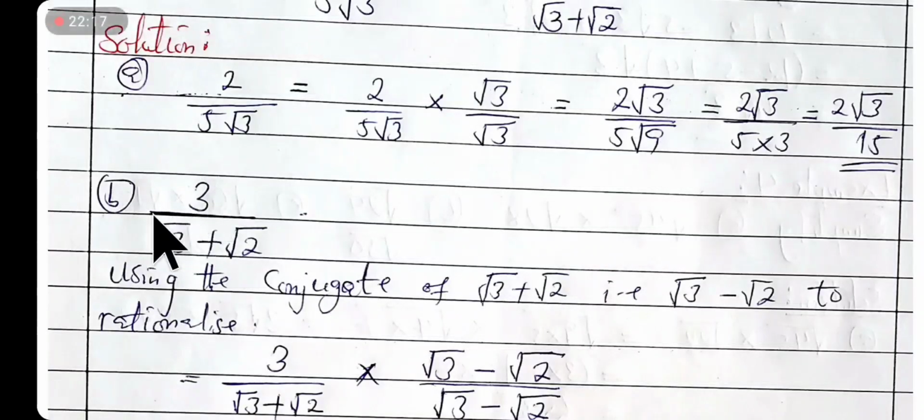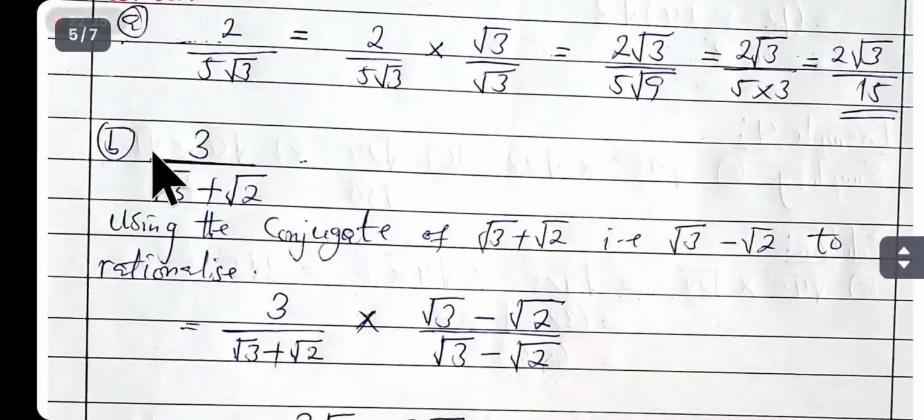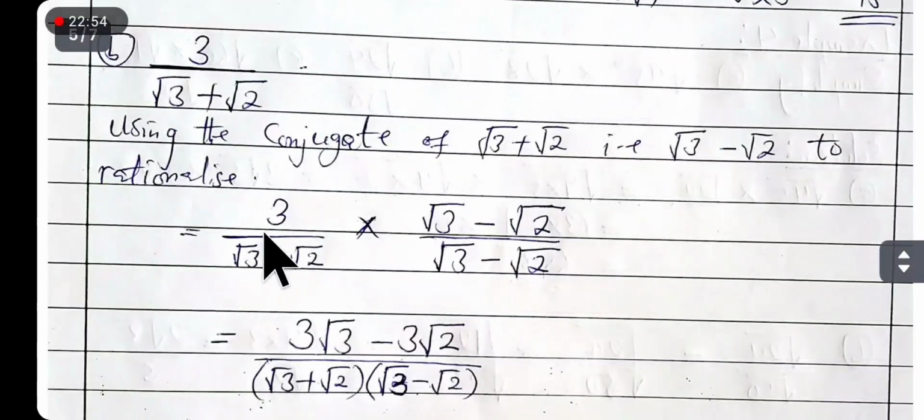Then the B part, 3 over square root of 3 plus root 2. Now, to solve this kind of problem, you can discover that you have two sets of surds. So you use the conjugate of root 3 plus root 2. That is, the conjugate of root 3 plus root 2 is going to be root 3 minus root 2. To rationalize, if you have a set of surds linked by plus or minus, you use the idea of conjugate. I've already explained that. Okay, you can look at where I explain it.